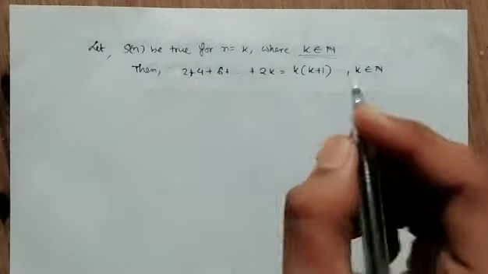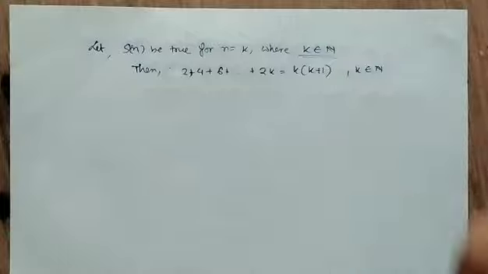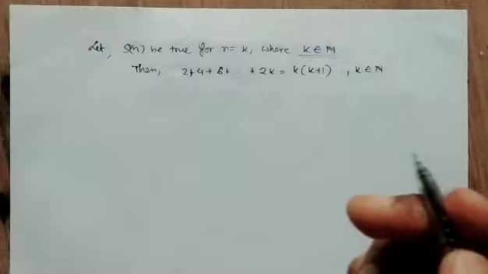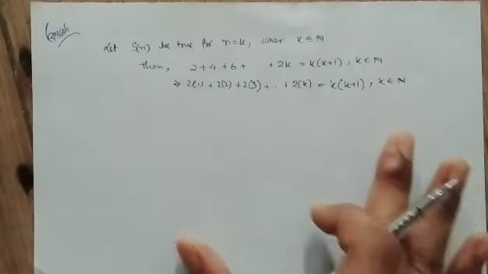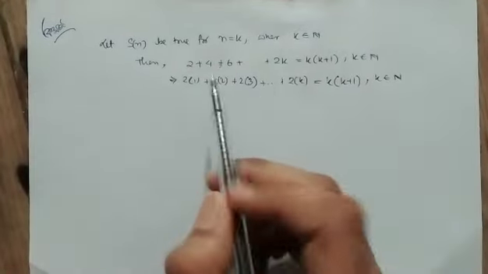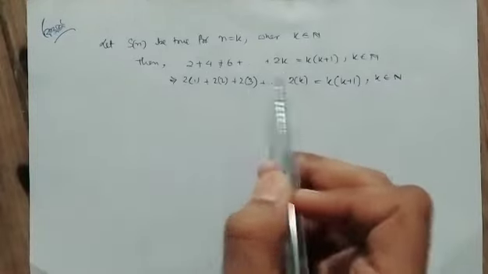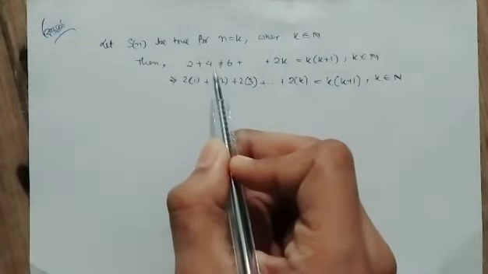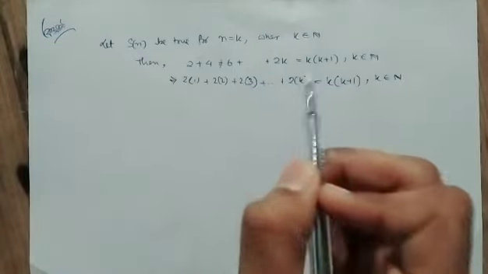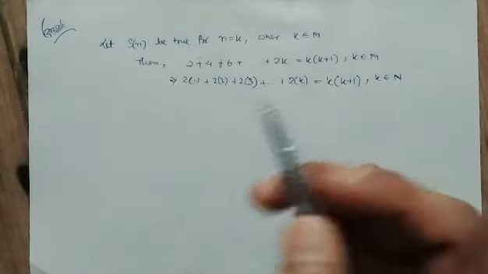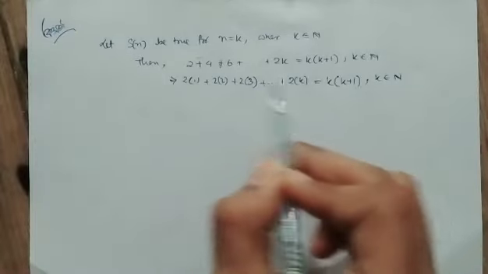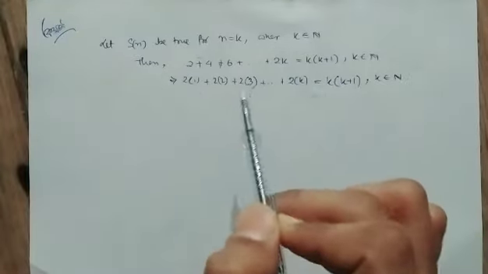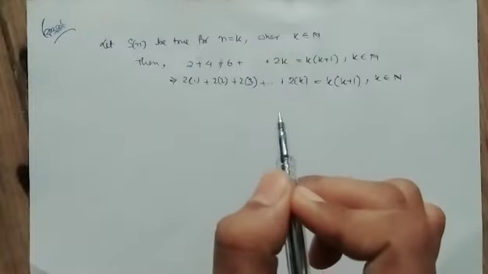So considering this, we need to prove that this statement is true for n is equal to k plus 1. If you look into the statement above, we can just break it as this: 2 into 1, which is equal to 2, 2 into 2, which is equal to 4, 2 into 3, which is equal to 6, plus dot dot dot plus 2 into k. So we are to prove that, considering this statement Sn is true for n is equal to k, this statement Sn is true for n is equal to k plus 1.